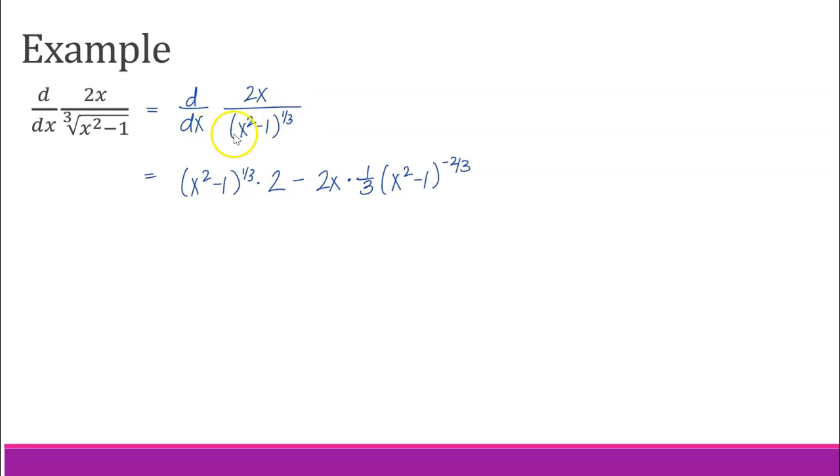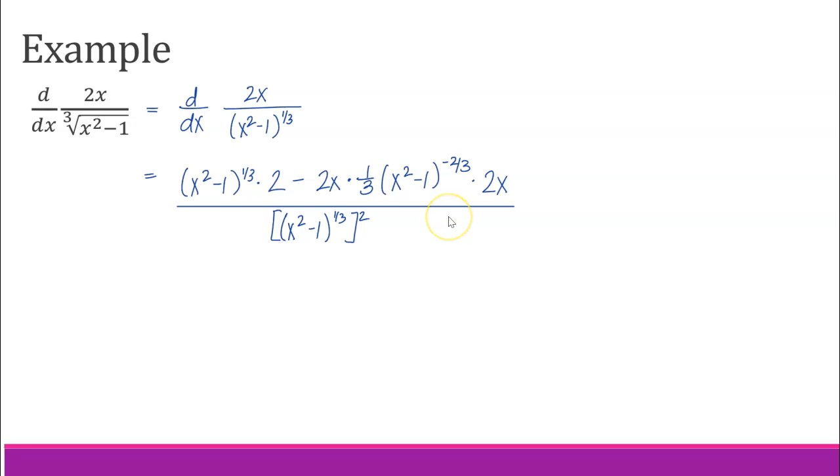So we did the derivative of the outside while leaving the inside alone, then times the derivative of the inside. The derivative of x squared minus 1 is just 2x. So we did low d high minus high d low, derivative of the bottom, and we have all of that all over the bottom squared. So I have (x squared minus 1) to the 1/3, squared.